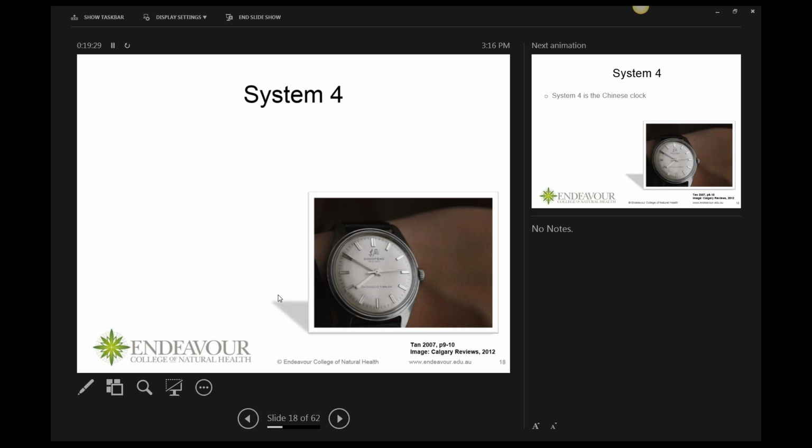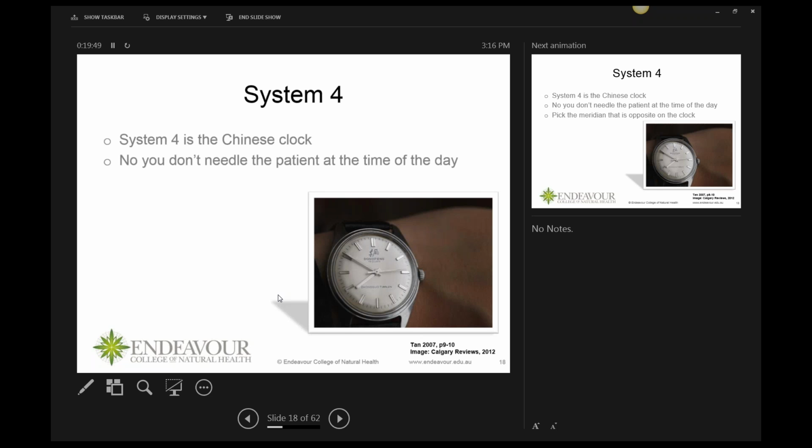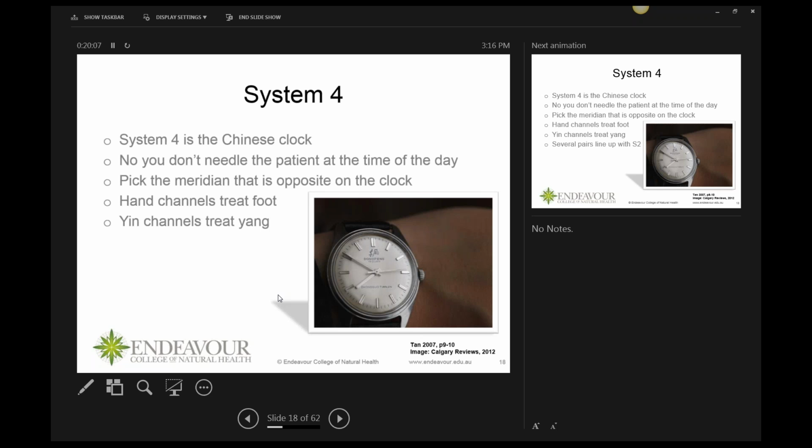Getting your head around system 4, which is the Chinese clock, was, for me, quite easy. It just took me a little bit of time to remember it. But what we're actually after with system 4 is the opposite side of the clock. And he also said that you don't need to needle the patient at a certain time of day if you're treating a heart problem or a bladder problem or anything along those lines. So pick the opposite meridian on the clock. Hand treats foot, yin treats yang, and several pairs line up with system 2 as well.